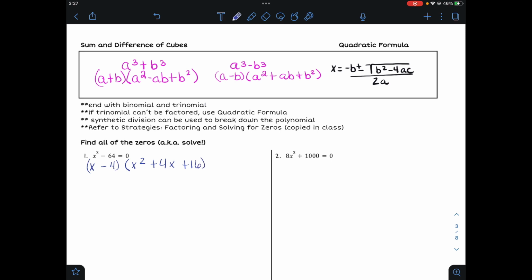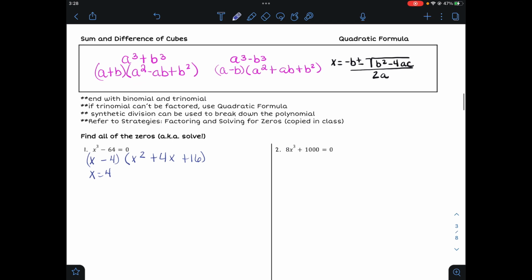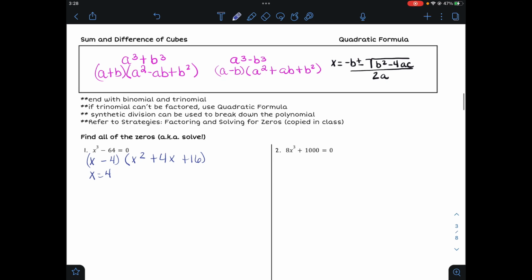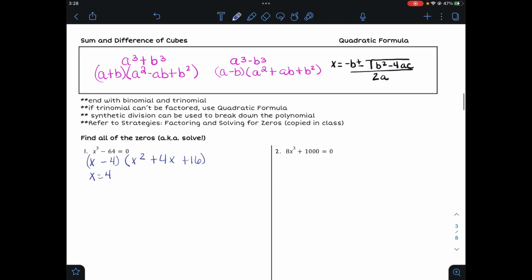So we can see this first term, we can actually set equal to 0, and that would mean x equals 4. And this other term here is not factorable, so we have to use the quadratic formula. Okay, so you go through the steps there of doing the factoring to find its pieces.